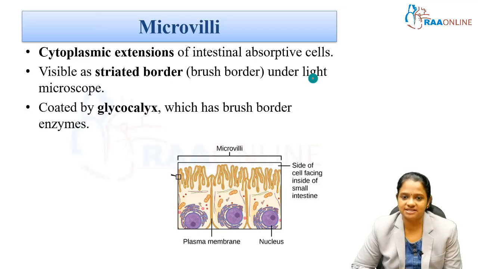Microvilli are cytoplasmic extensions of the intestinal absorptive cells. These microvilli are regularly arranged and give an appearance of brush border or striated border under the light microscope. The surface is coated by a glycocalyx coat which has brush border enzymes.